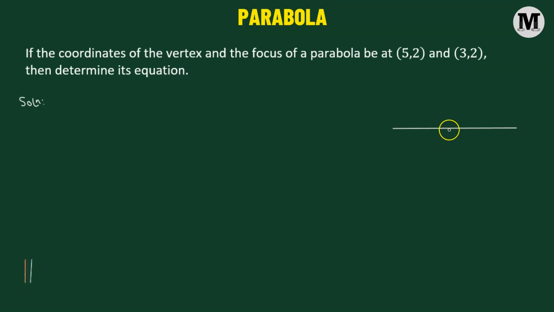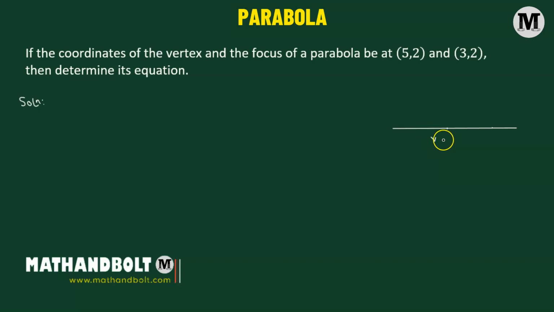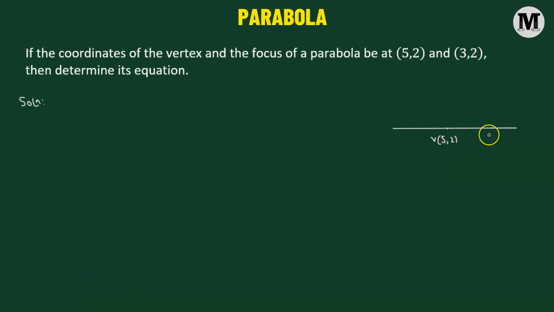So let us consider a straight line. On it, we're going to consider 2 points. One of the points is going to represent the vertex of the parabola with coordinates 5, 2, and the other point is going to represent the focus of the parabola with coordinates 3, 2. Now, according to definition, any straight line on which the vertex and the focus of the parabola lie is going to be referred to as the axis of the parabola.